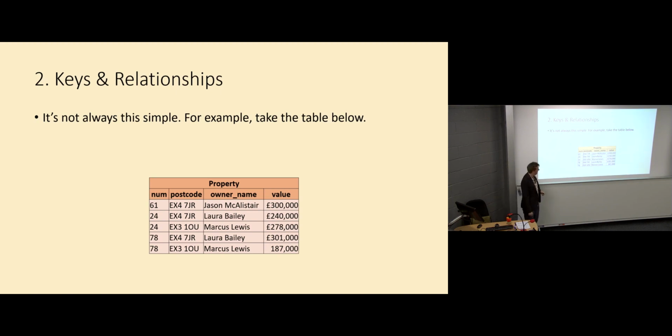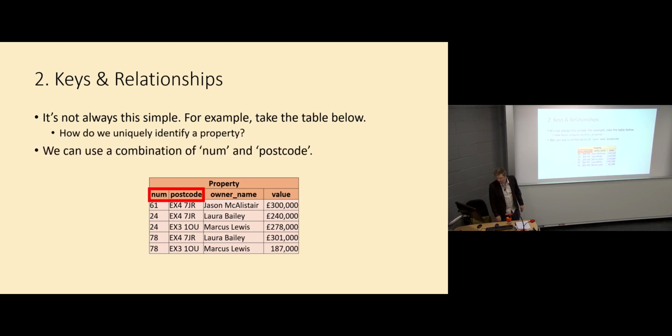You could argue value is unique. Someone said, but it could. Owner name? Well, Laura is twice. Marcus is twice. Yeah. Combination of number. Good, brilliant. A combination of number and postcode. I know it's a bit of a tricky question for those who don't know how postcodes work. I had to Google it to make sure I was right here. But your number and your postcode actually makes a unique identifier for every property.